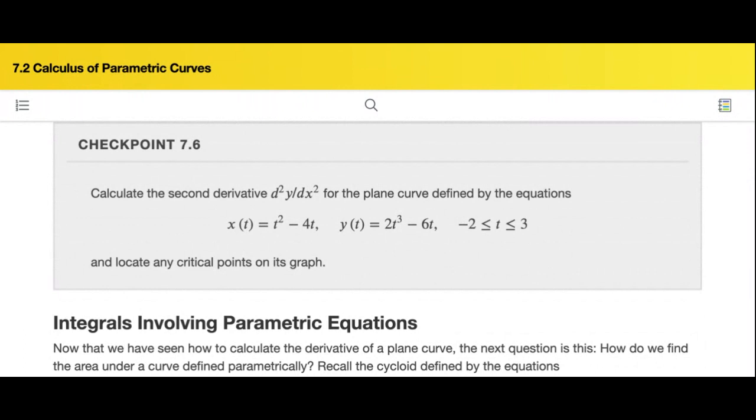We have to apply the product rule or quotient rule.